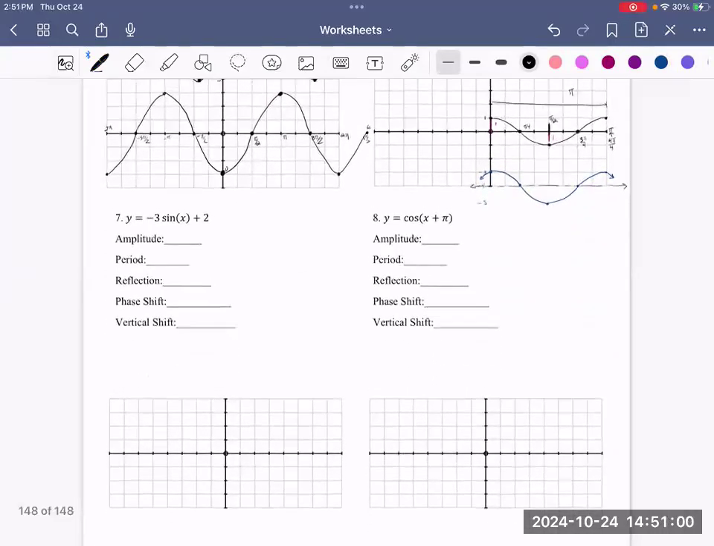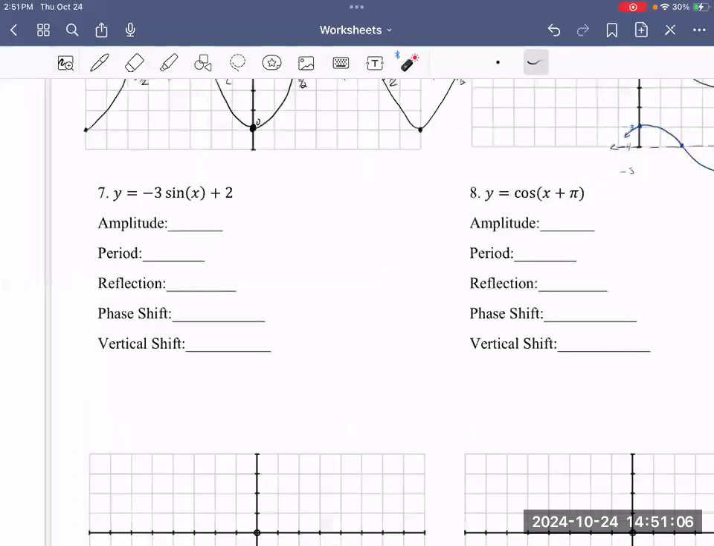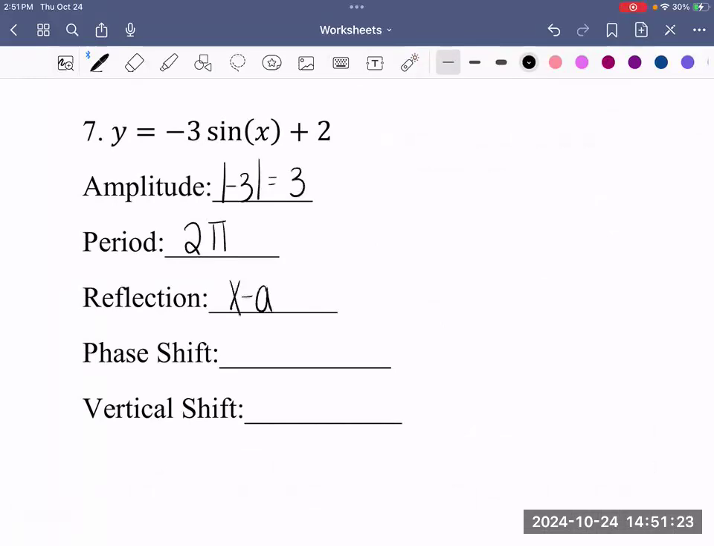Let's try it again with these two. I'm hoping that you're going to pause the video and at the very least, find these values here. So let's do -3 sine x plus 2. So your amplitude here is the absolute value of -3, which is 3. Your period here is 2 pi. Your reflection, we do have one over the x-axis. Your phase shift, we have none, but we do have a vertical shift of up by 2.